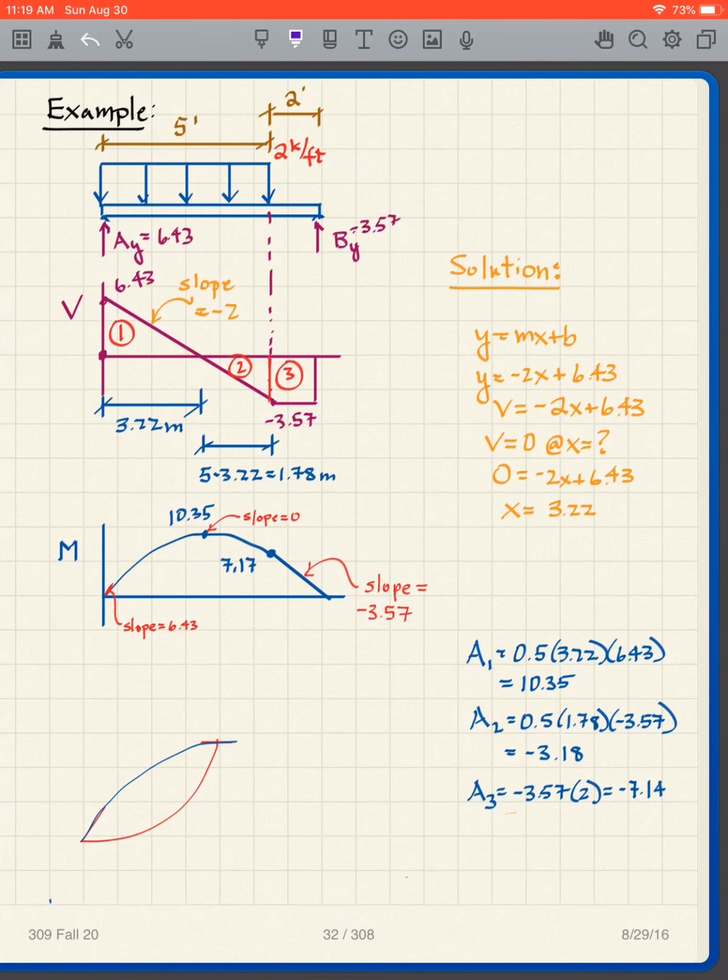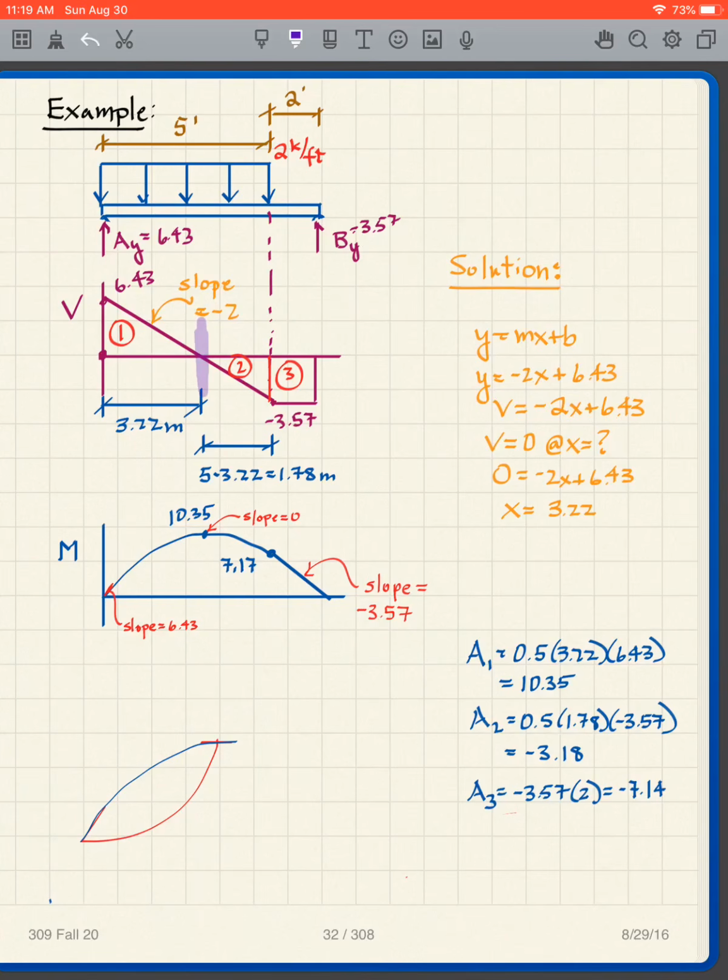So I have to get my areas again. I got to get area 1, area 2. Area 3 is easy, so I'm not going to go through that. To get those areas, I need again to use my y equals mx plus b. It's straightforward. The slope is negative 2. The intercept is 6.43. So that gives me y equals negative 2x plus 6.43, which means, since v is my y-axis, v is equal to negative 2x plus 6.43.